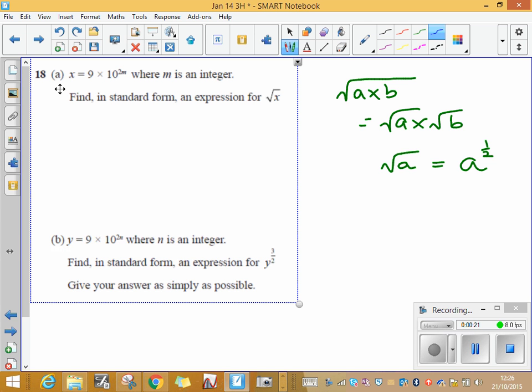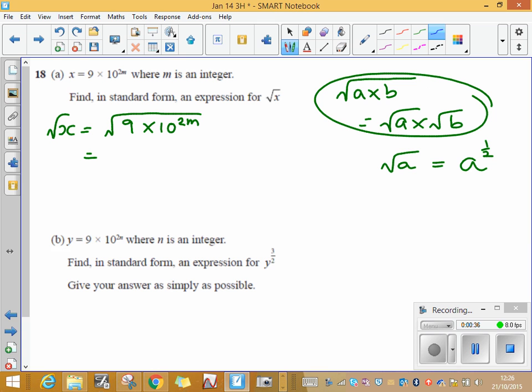x is equal to 9 times 10 to the power 2m, and we want to find the square root of x. Well, to start with, the square root of x is just going to be the square root of 9 times 10 to the power 2m. And using this property, I can split that into the square root of 9 times the square root of 10 to the power 2m. Now, the square root of 9 I know is 3, so that's not too bad. This bit over here, that's a little bit nastier.